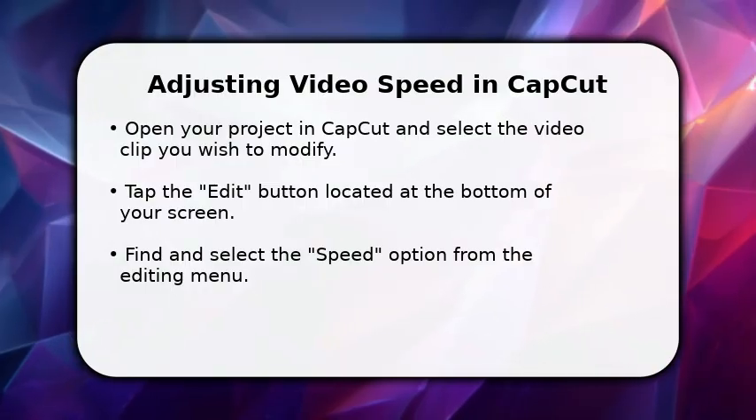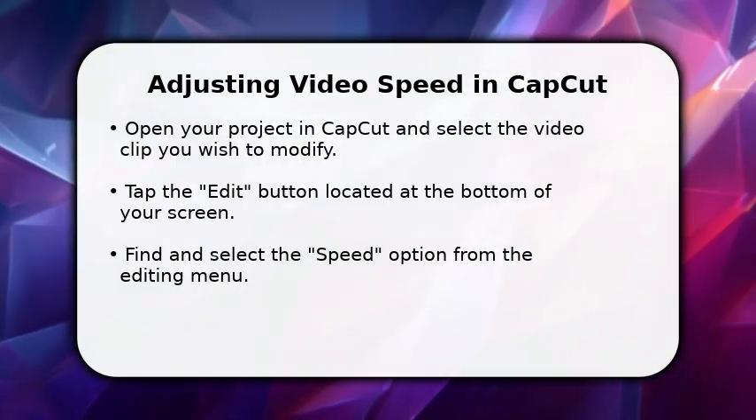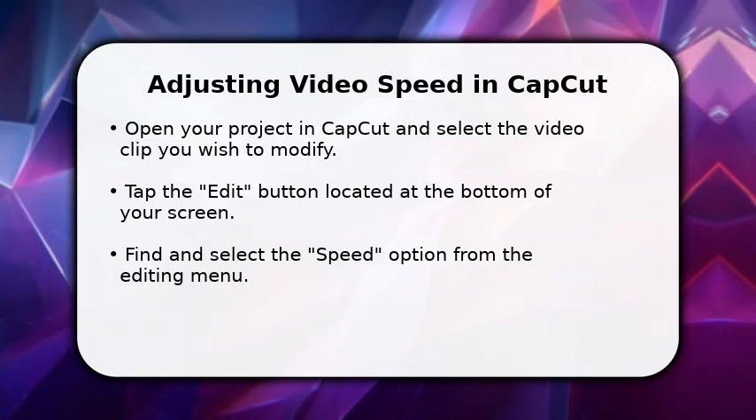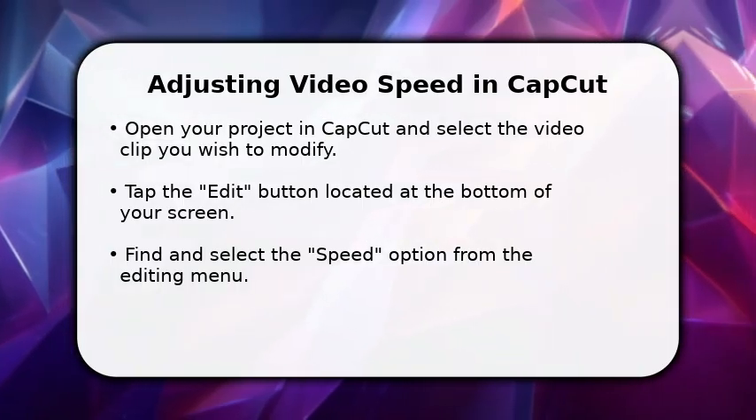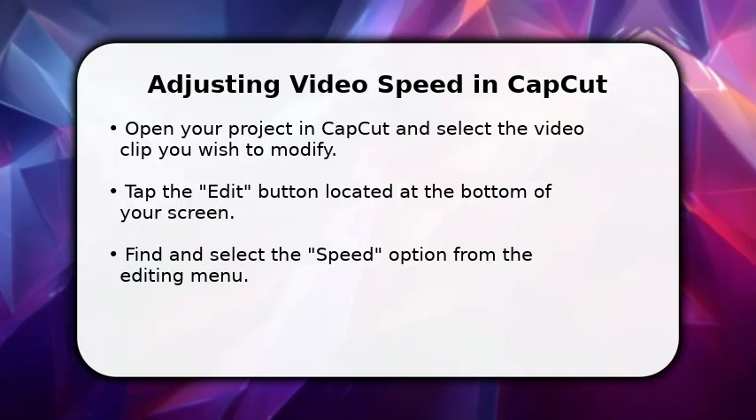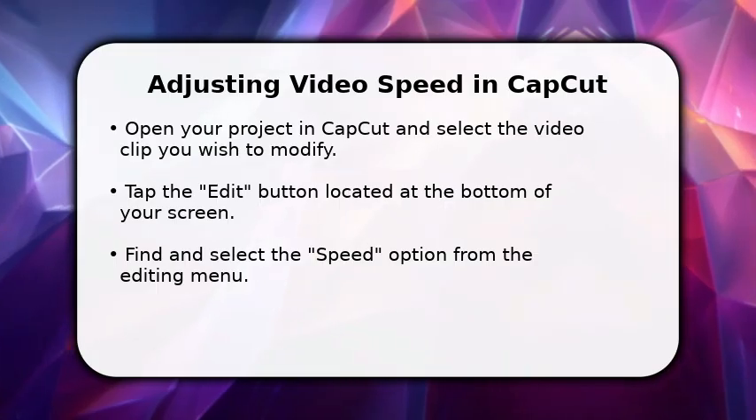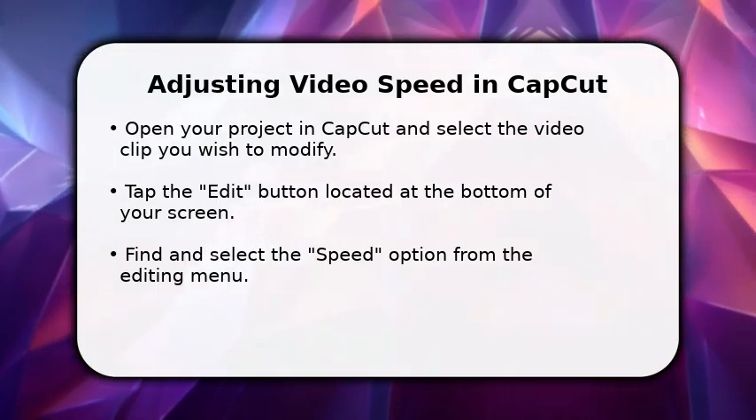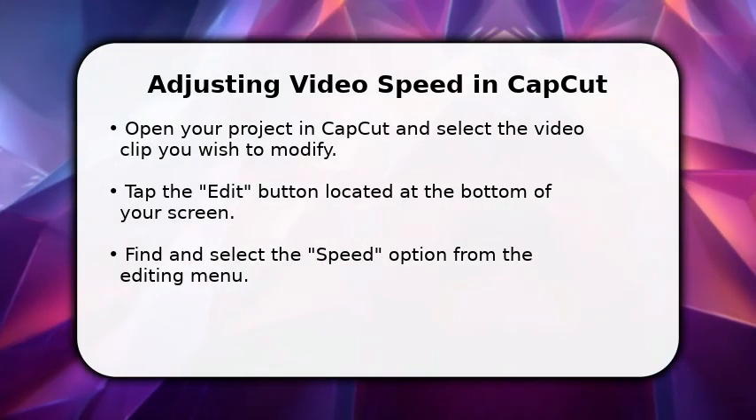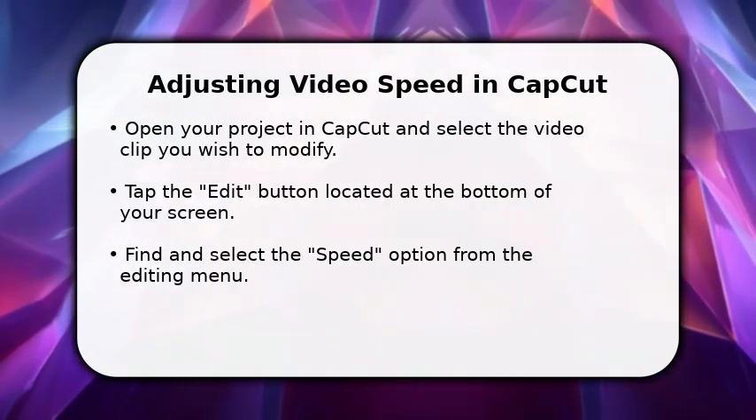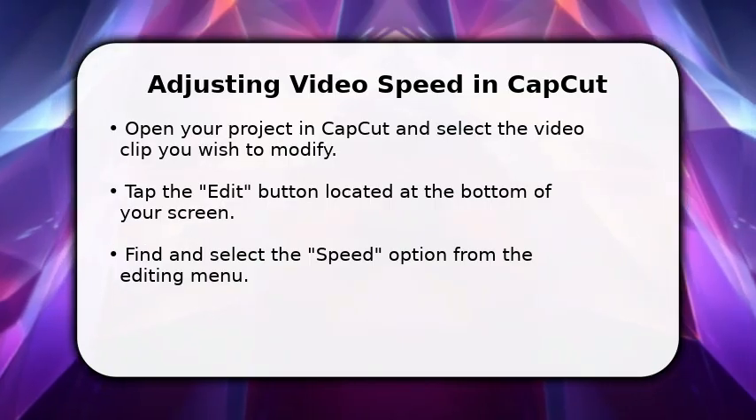In this video, I will show you how to adjust speed in CapCut, an easy guide for enhancing your videos. First, open your CapCut project and choose the video clip you want to edit. Look for the Edit button at the bottom of your screen and tap it. This action will reveal a menu of editing tools. From there, simply locate and select the Speed option to begin modifying your clip's playback rate. It's a straightforward process to get started.